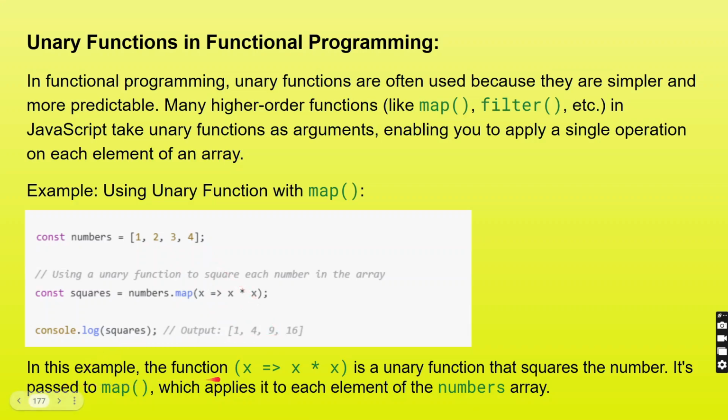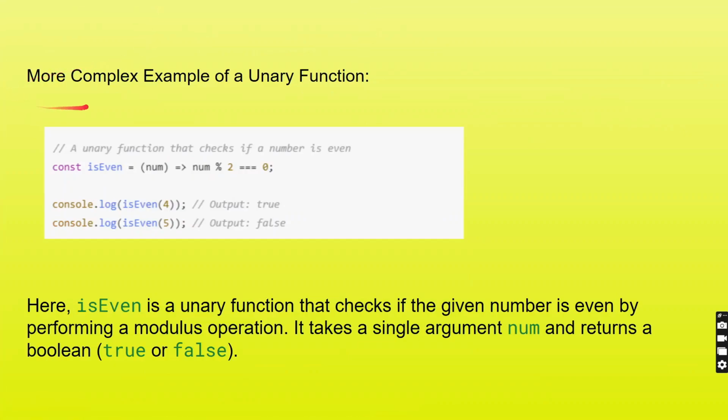So in this example, the function x lambda x multiplied by x is a unary function that squares the number. It's passed to map, which applies it to each element of the numbers array. More complex examples of a unary function.